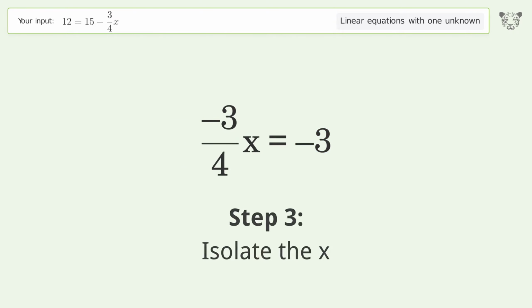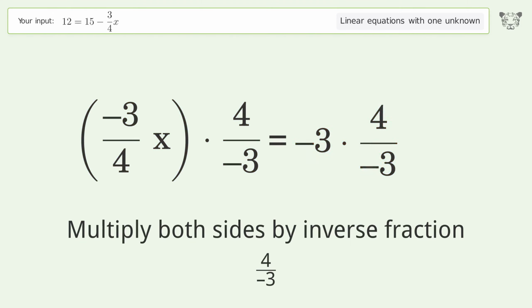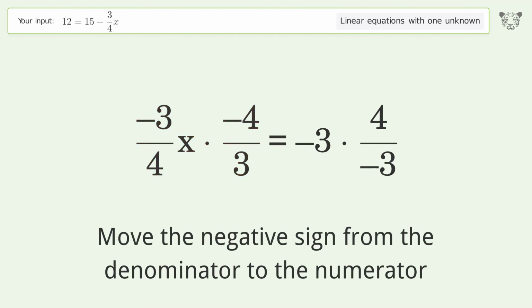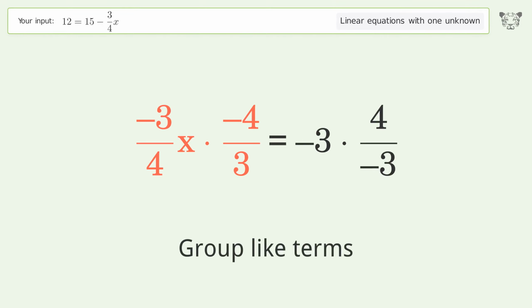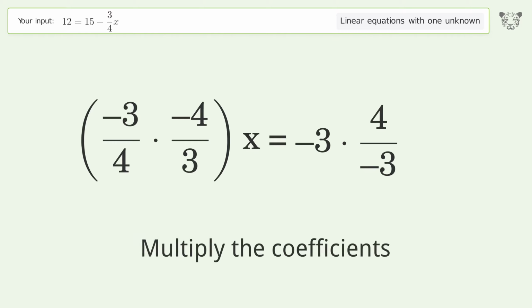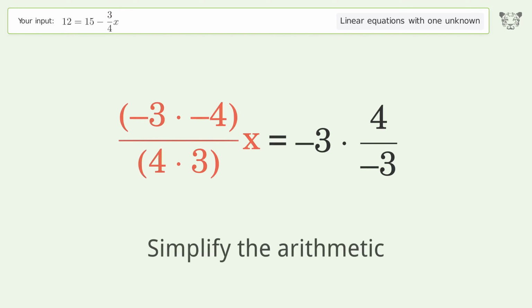Isolate the x. Multiply both sides by inverse fraction 4 over -3. Move the negative sign from the denominator to the numerator. Group like terms. Multiply the coefficients. Simplify the arithmetic.